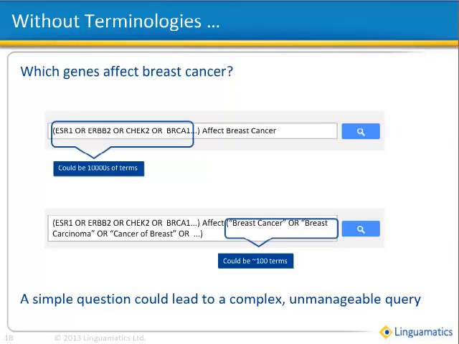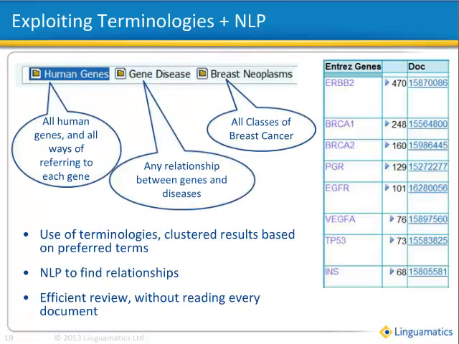We can actually put in a query where we just select a node for human genes that pulls out all the different genes, all the different ways they can be referred to. We can similarly look for any relationship between the genes and diseases and pull out all the different relationship terms. And we can look at all the different ways breast cancer can be referred to and all the different more specific forms of breast cancer. But that's using the terminologies and using the natural language processing to find the relationships.